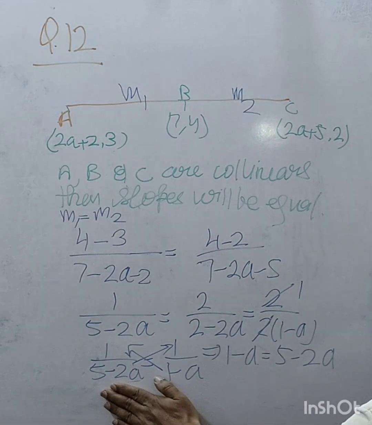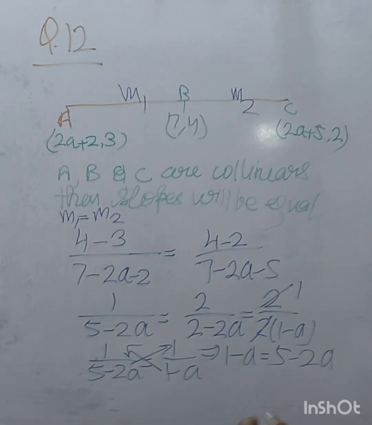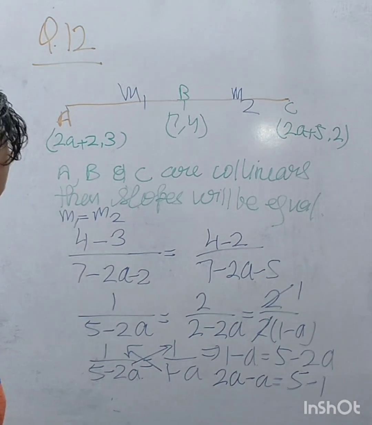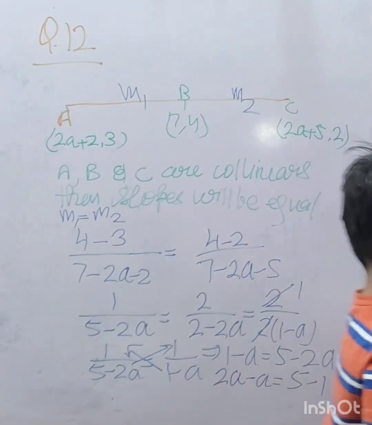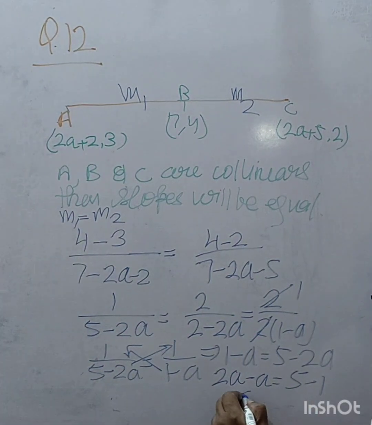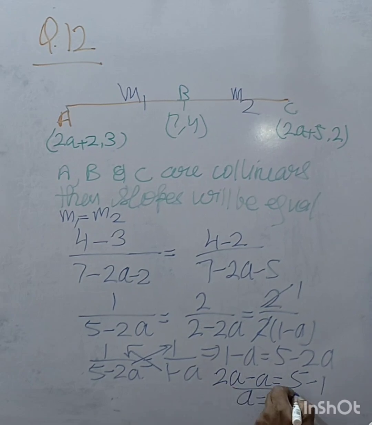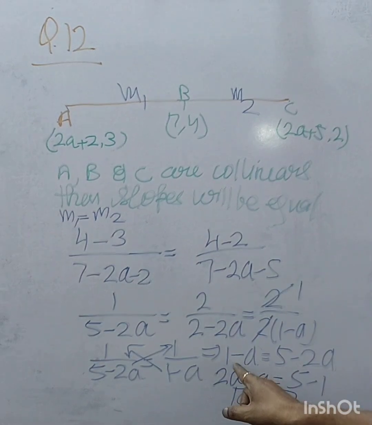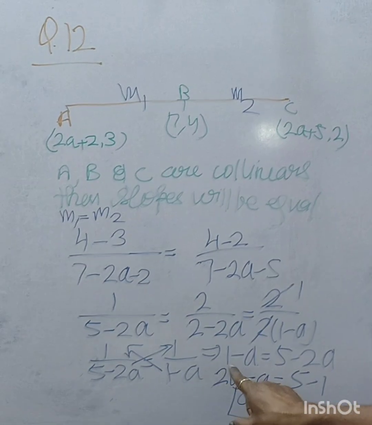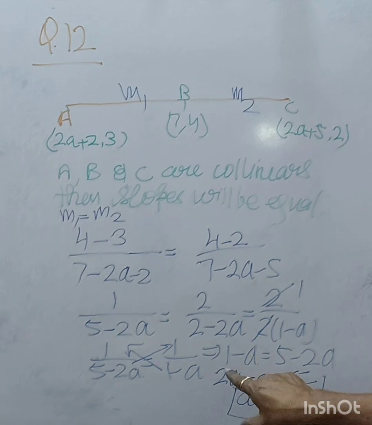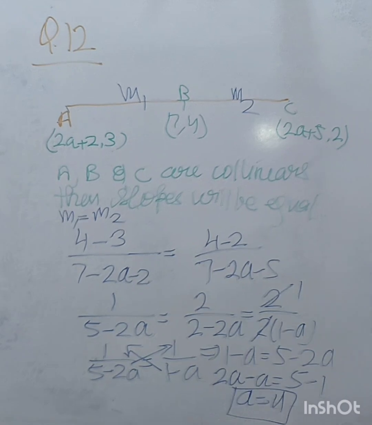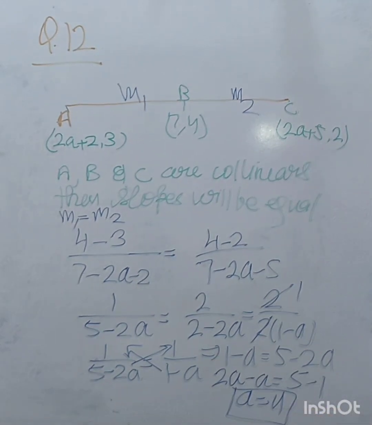Actually we made a very silly mistake. When you bring this on the other side, it becomes 2a minus a is equal to 5 minus 1. So a is equal to 4. My mistake, I took 2a here but forgot to take this minus a into consideration, and this 1 comes on this side and it turns out to be 4. So that's why it was happening. But a is equal to 4. This was question number 12.